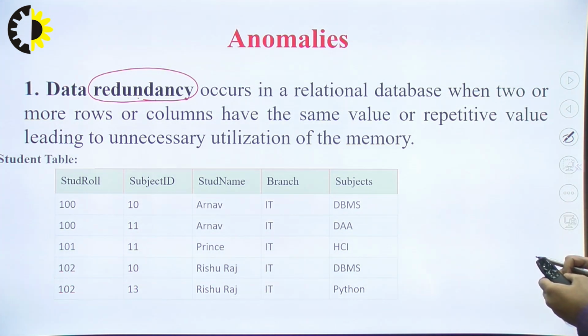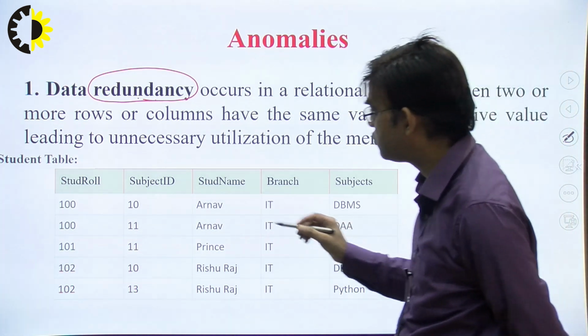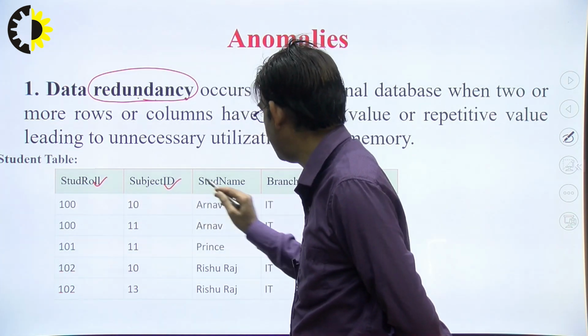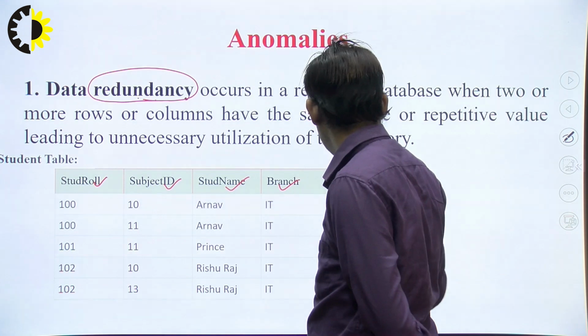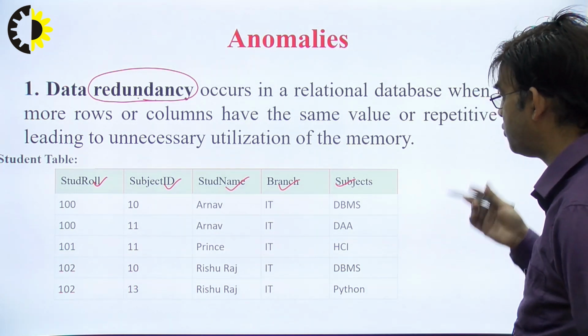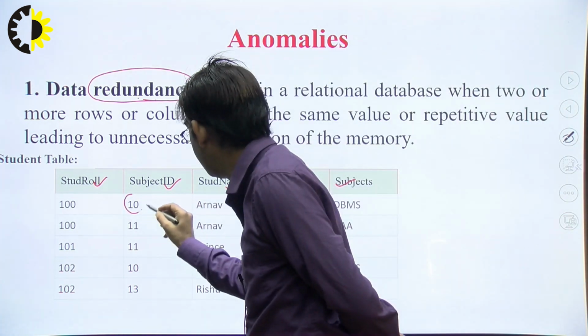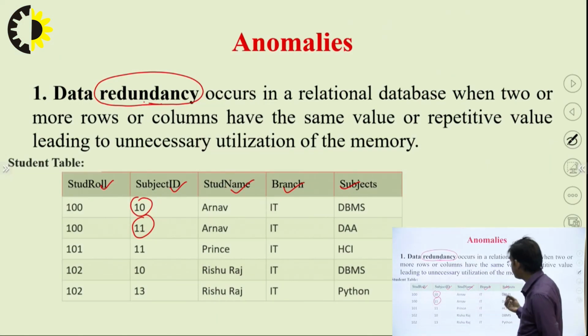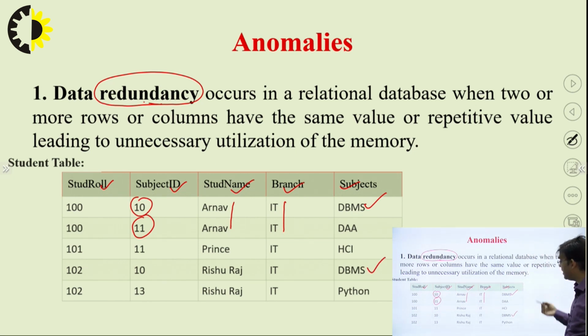We have to take one example. Let's suppose we have a student table. In the student table, there are various records, for example, student roll number, subject ID, student name, branch, and subject. Let's suppose we want to insert the subject ID of some student. Let's suppose I have taken 10, and the student has taken another subject. Then what are the possibilities? These two names are repeating 2 times. Branch is repeating 2 times, and their subject, database and database, are repeating.